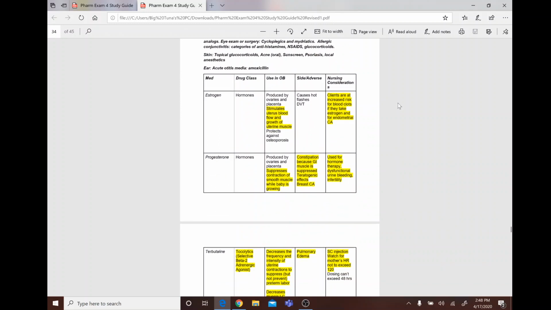All right, what is the mechanism of action of estrogen? Stimulates uterus blood flow and growth of uterine muscles. What are patients at risk for when taking estrogen? Blood clots and endometrial cancer.